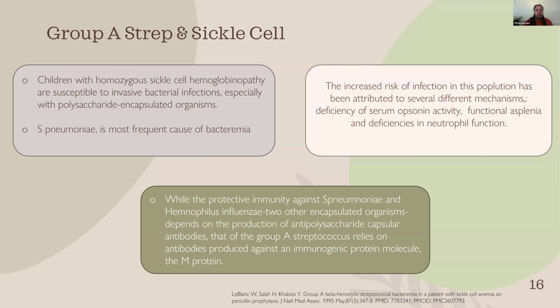So another reason why we thought this case was interesting is because typically in sickle cell, strep pneumonia is the most frequent cause of bacteremia. At baseline, sickle cell patients do have some increased risk for infection, from functional asplenia to deficiencies in some of their neutrophil functions. So in my research, I haven't been seeing a lot of cases where they grow group A strep that leads to this type of shock picture.